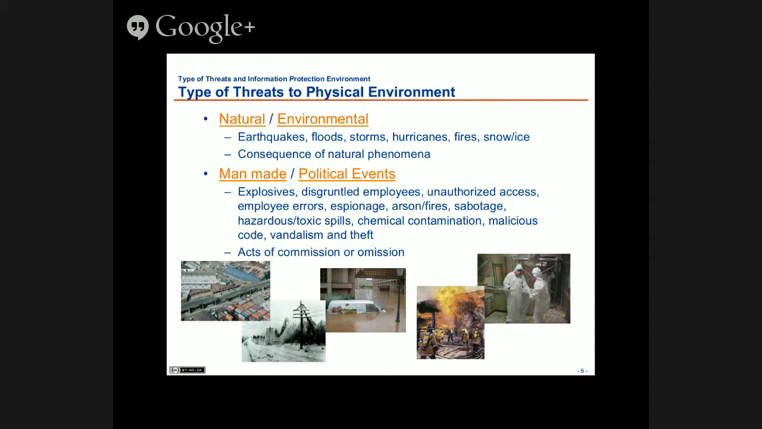You think about the airport. The airport had, I believe it was a tornado that came through and tore the airport up years ago. That would be an example of an actual natural or environmental disaster. Then you have man-made or political events. Basically, these are explosives, disgruntled employees, unauthorized access, employee errors, espionage, arson, fire, sabotage, hazardous toxic spills, chemical contamination, malicious code, vandalism and theft, and then active commission or omission. And so these are all man-made or political events.